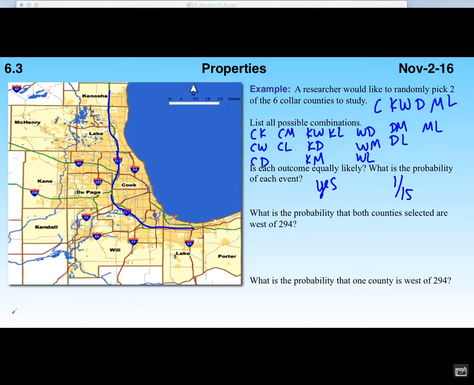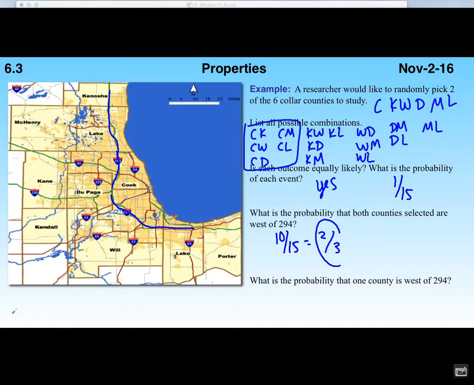So what's the probability that both counties selected are west of 294? That's any combination except the ones that involve Cook, because it says both have to be west of 294. So we ignore those 5. Of those 5 possibilities, one county, Cook County, is east of 294. There are 10 left, so this probability would be 10 out of 15, which is 2/3.